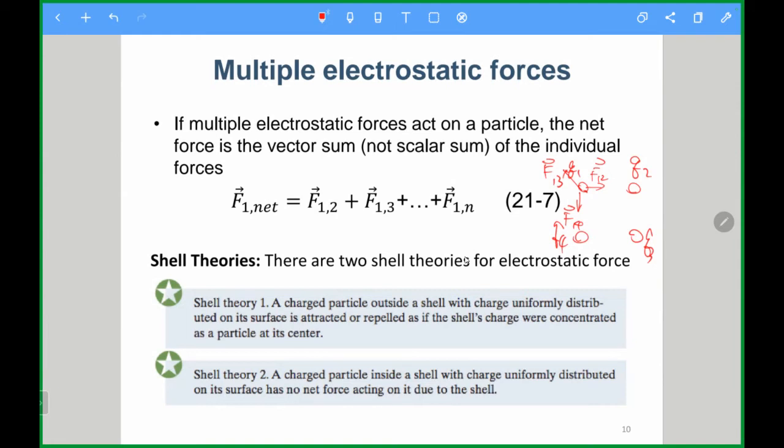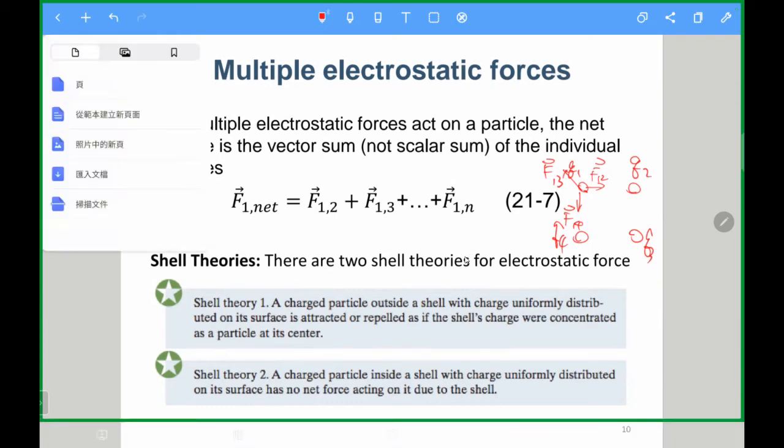For the shell theorem, actually it has 2 sub-statements. The first one is that a charged particle outside a shell with charge uniformly distributed on its surface is attracted or repelled as if the shell's charge were concentrated as a particle at its center. Okay, so it looks quite complicated. So let me try to explain it with a figure.